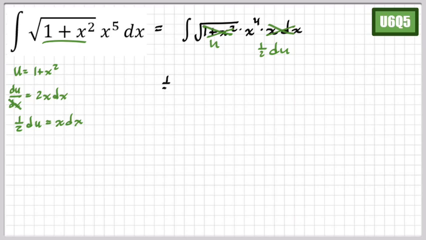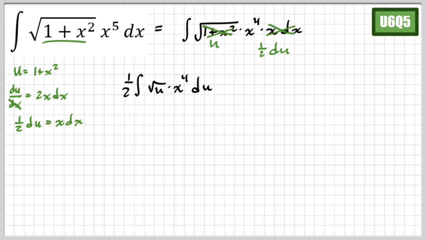I have a 1/2 out in front. Okay, you should always try to take the scalars out. It makes the anti-deriving more simple. I have a square root of u, and then I have an x to the fourth, and now I have a du. Now, do you see the problem? We still have an x. That's a problem. Okay, so now what you have to do is a little extra.